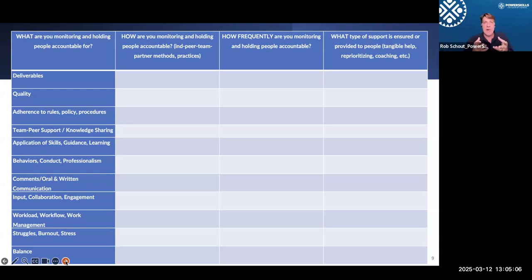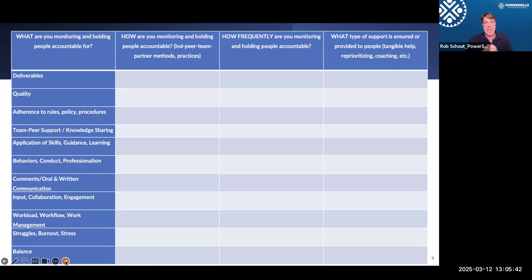We hold them accountable for and monitor their workloads and workflows and work management so they're not in overwhelm. And if we are dumping tons of priorities on them, then we help them prioritize the priorities so they're not in overwhelm. And then we also monitor their struggles, their burnout, their stress, and any balance. In addition to this, you might have your own other areas of accountability, and those might include things like holding them accountable for their use of resources or budget or time or tasks.